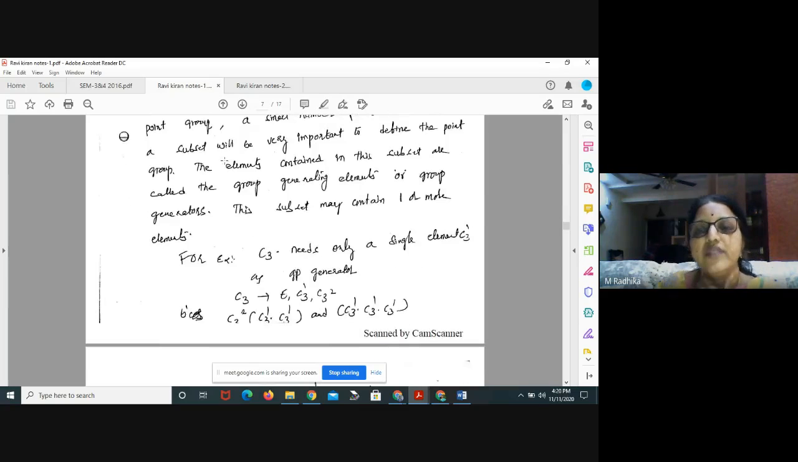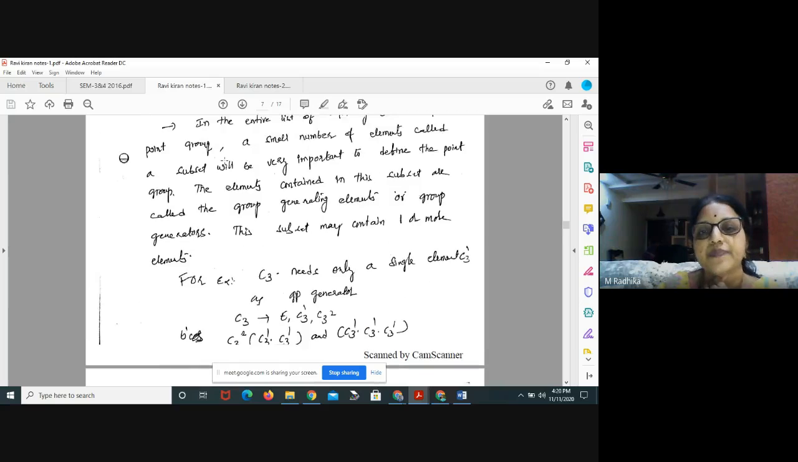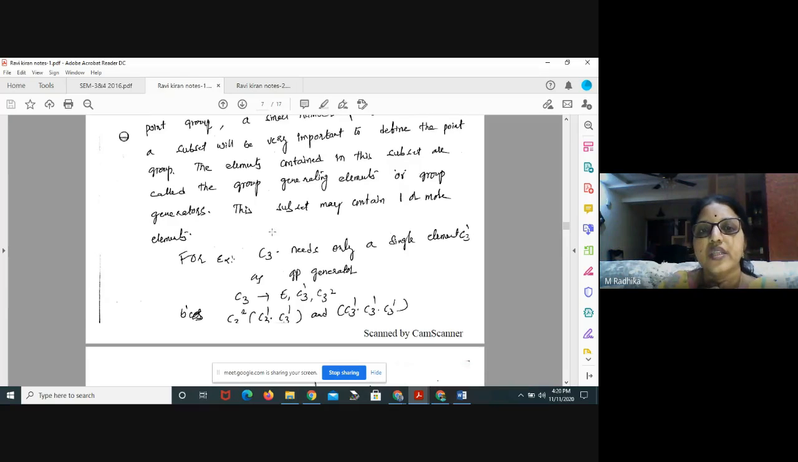Okay, so we will just take an example, C3. The elements in C3, as we said earlier, are E, C3^1 and C3^2, right? These are the three elements. So in this particular group, if I just write C3^1, it is enough for me to generate E as well as the other element. How do I generate E? If I multiply C3^1 with C3^2, I will get E, right?